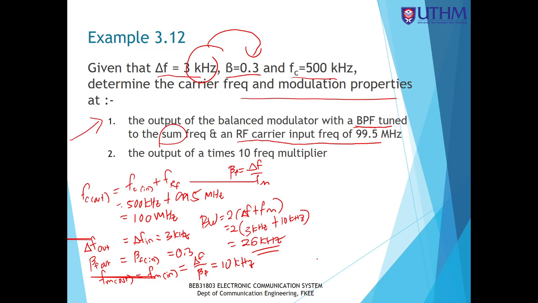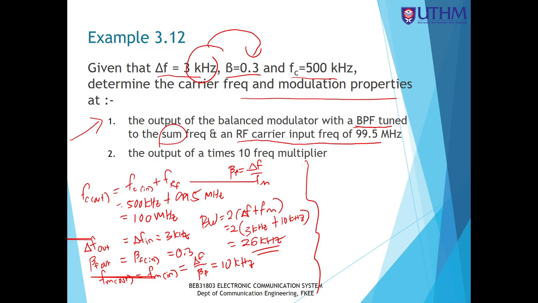Okay, 26 kilohertz. So this is for the first question. What about for the second question? The second question says to find all of these parameters if we use a frequency multiplier with n equal to 10. The multiplication factor is equal to 10. Dia punya pendarab adalah 10.